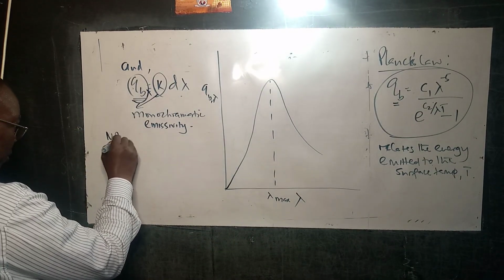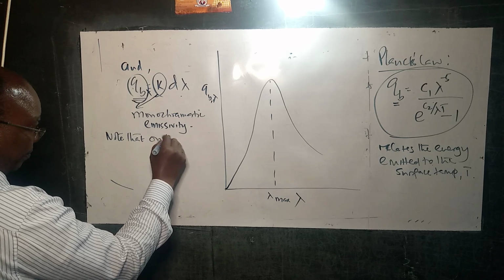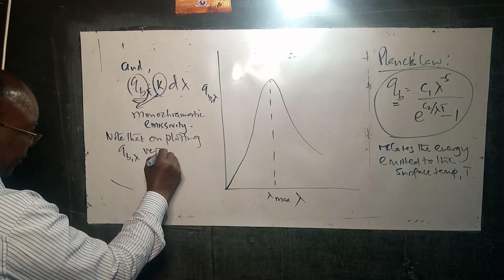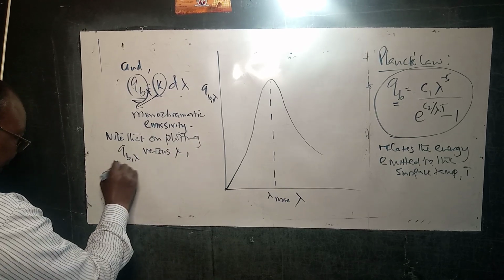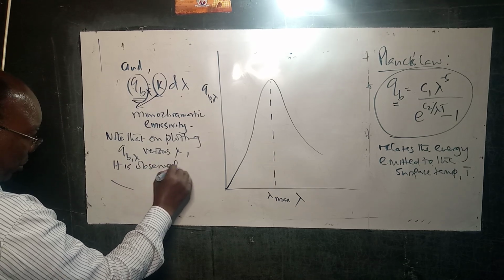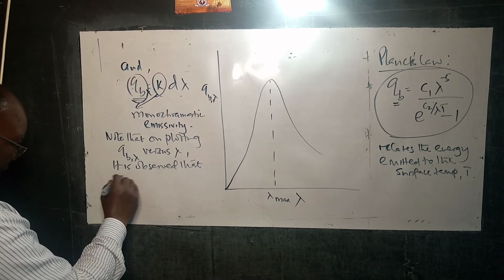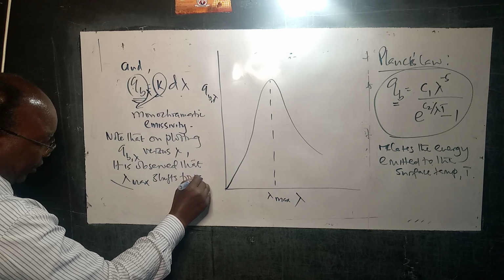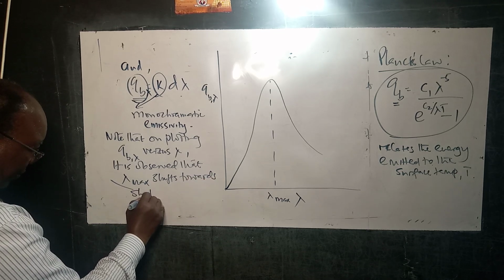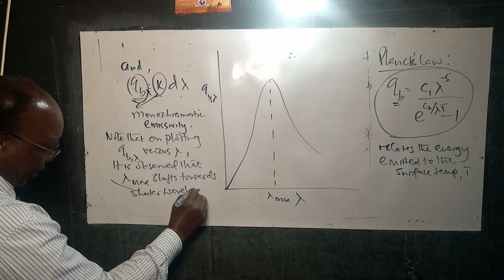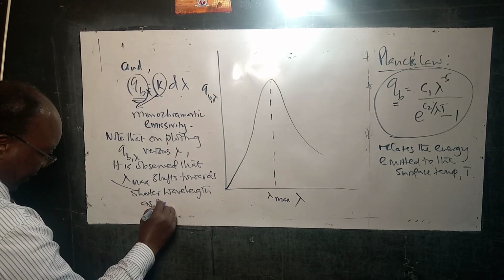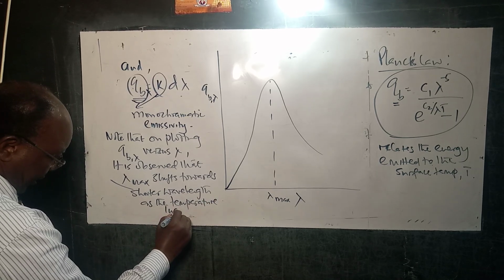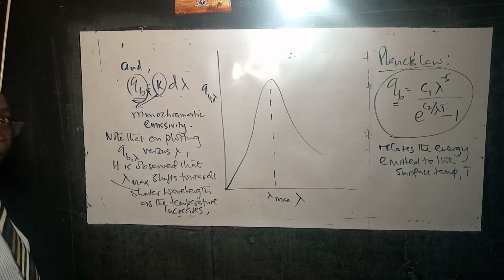Notice that on plotting versus lambda, it is observed that lambda max shifts towards shorter wavelength as the temperature increases. And so you can actually show that.